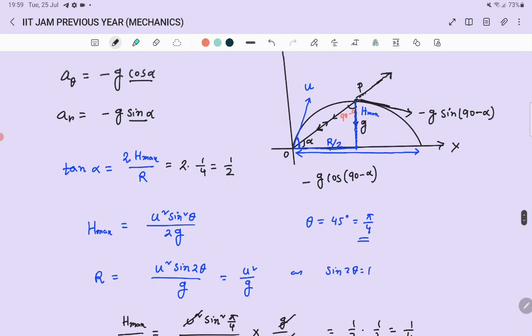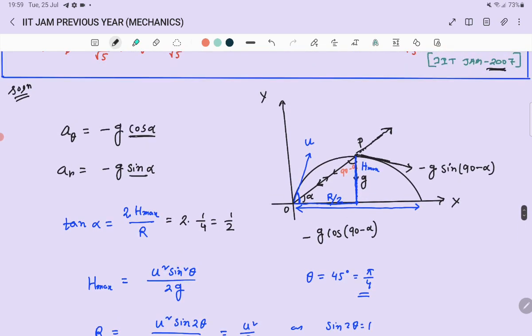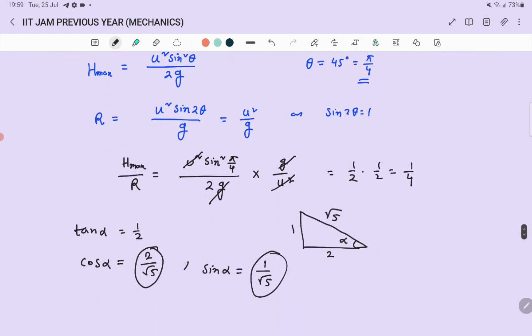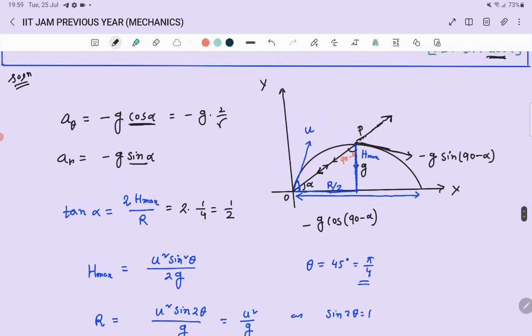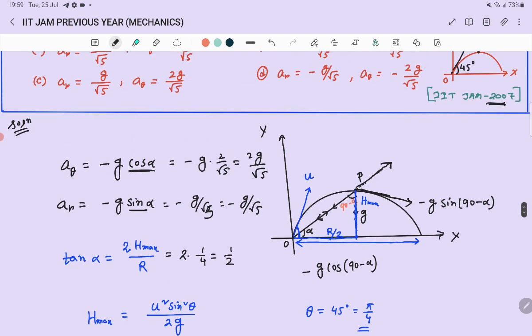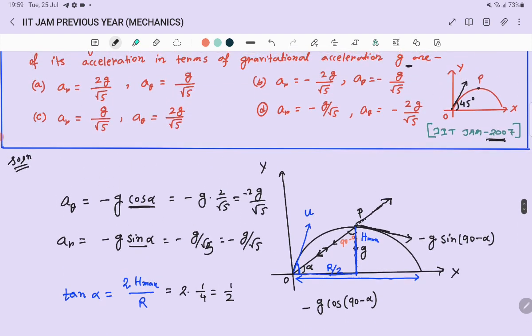So if you now move here, we have to substitute cos alpha here, so it will be minus g into 2 by root 5, you can see here, and it is just 1 by root 5. So it will be 2g upon root 5, and this is equal to minus g upon root 5. So a theta and here minus 2g upon root 5 and minus g upon root 5. So this will be the correct answer, option D.